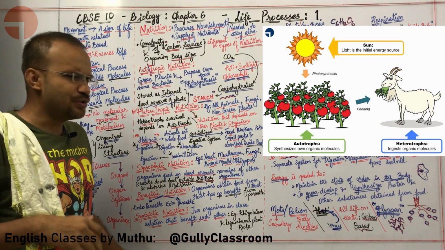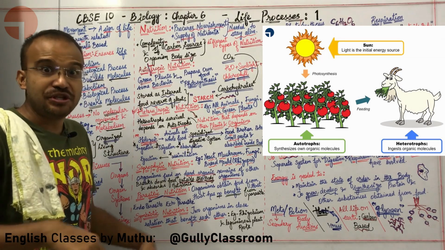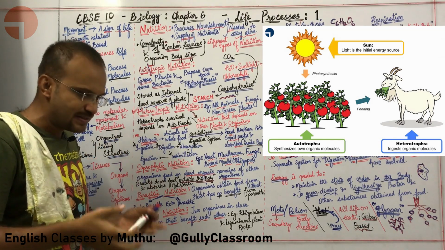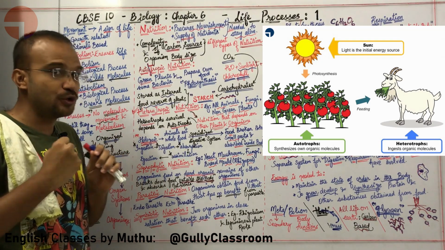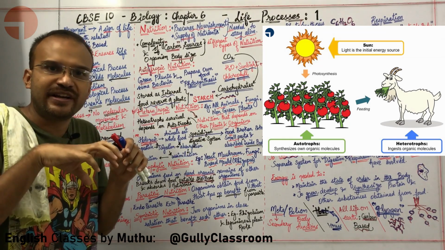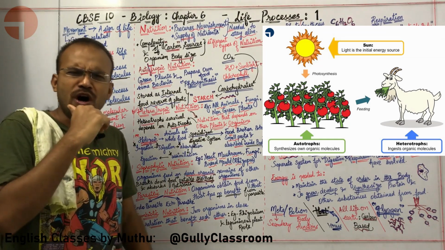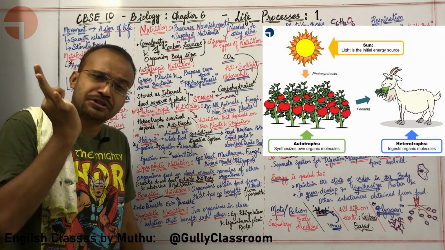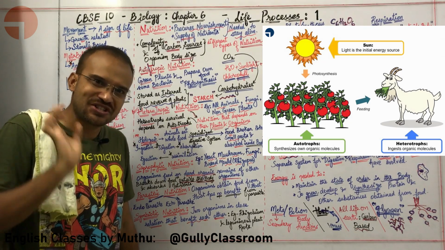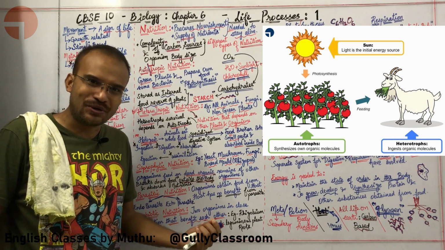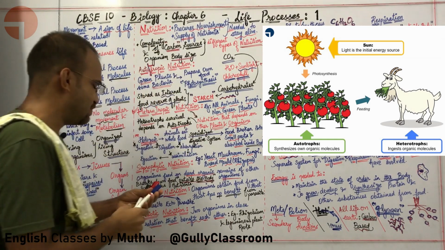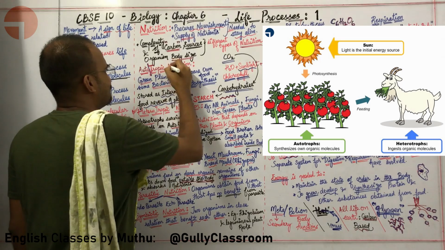Let us say you are having some tomato plants. These tomato plants absorb sunlight, take carbon dioxide and water, use chlorophyll, produce carbohydrates and store these carbohydrates in the tomato. Sir, what is the form in which carbohydrates are stored in the tomato? Carbohydrates are stored in the tomato as starch. This tomato can be consumed by us. So that is basically autotrophic nutrition.